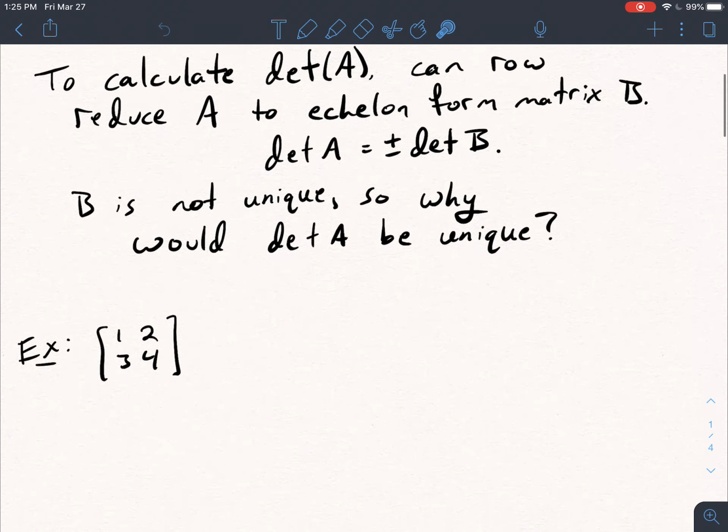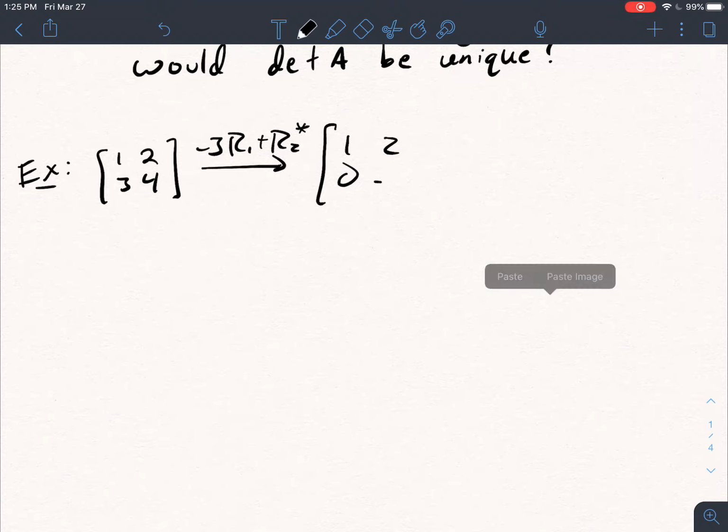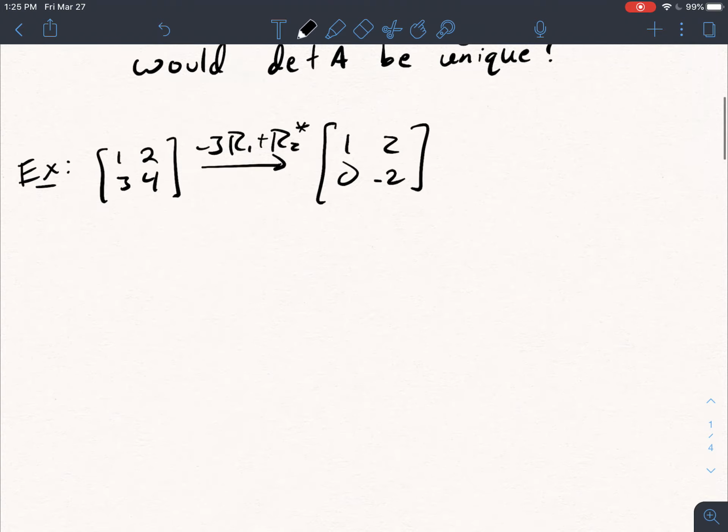So as a quick illustrative example here, let's calculate the determinant of this matrix. So I will row reduce it as follows. I'll do -3 times row 1, add it to row 2, and replace. That'll make this first entry a 0, and what will that do for the second one? Well, I'm adding -6 to 4, so that'll be -2. So the determinant is equal to 1 times -2, which is -2.